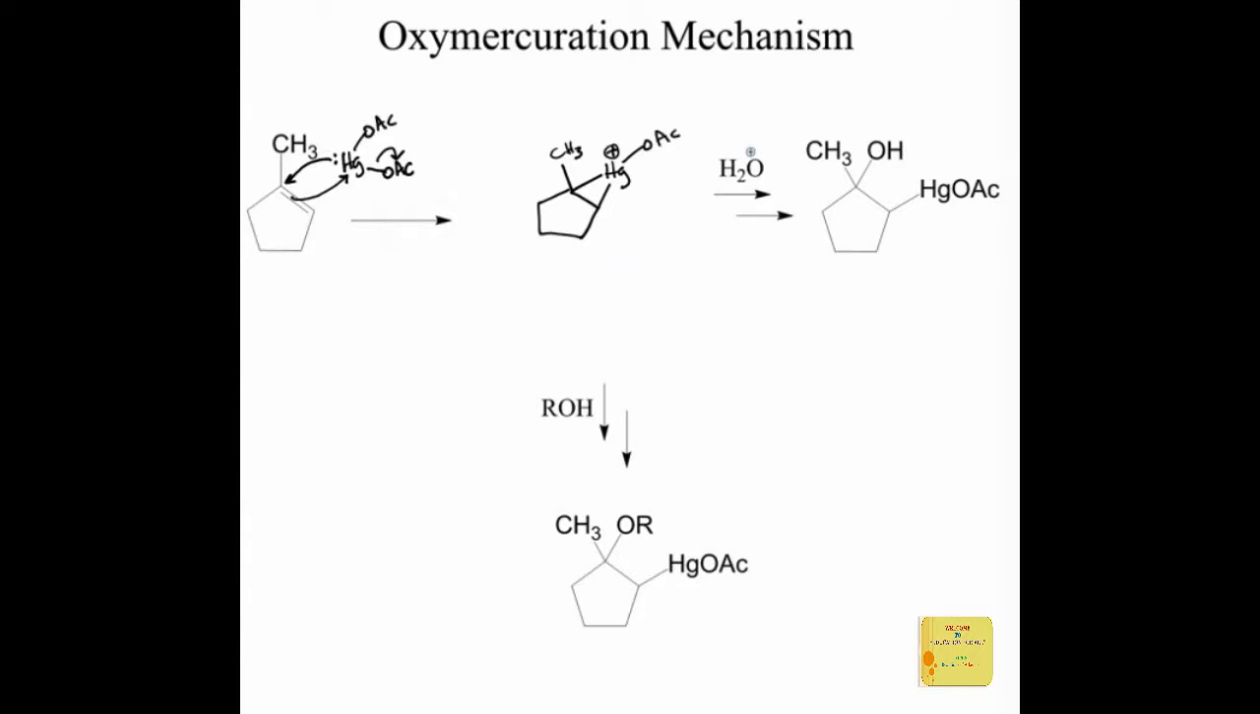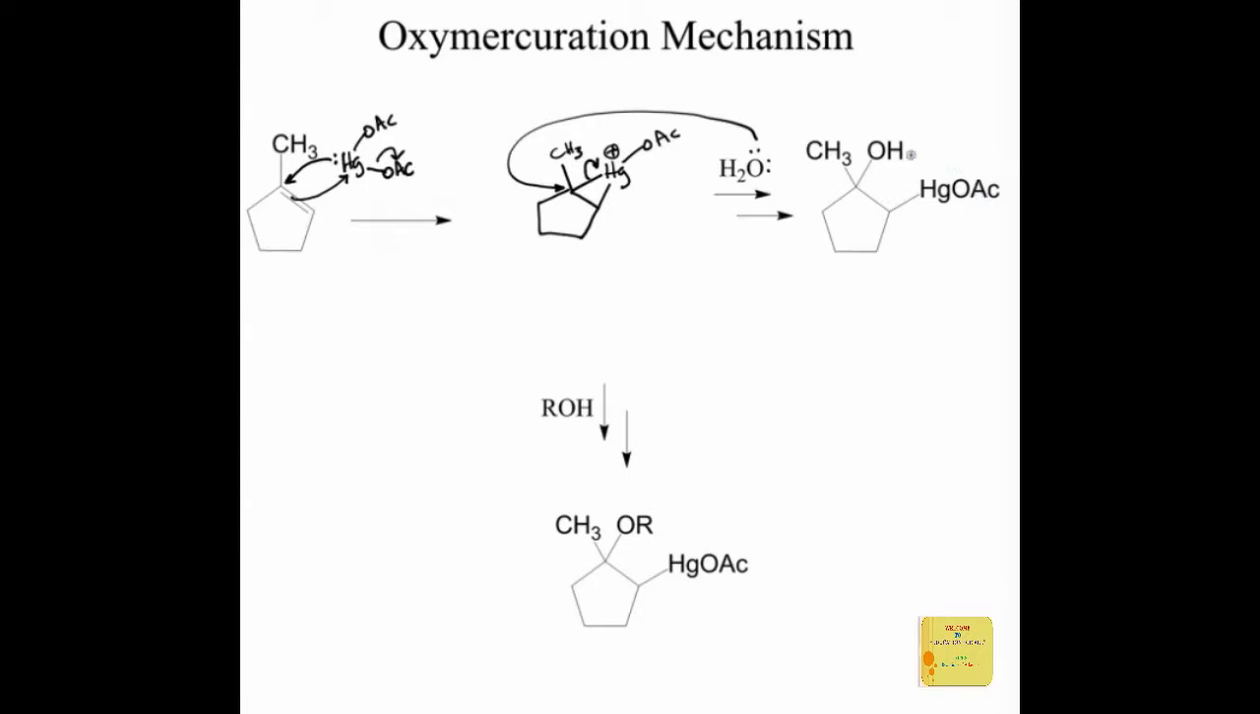Okay, but it turns out that this now gets attacked by the water, and it chooses to attack on the carbon that's more substituted. Again, we're going to look at that in more detail later, but that opens up this three-membered ring to form the OH here and the HgOAc group here.